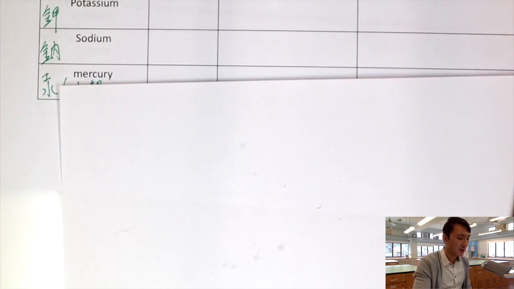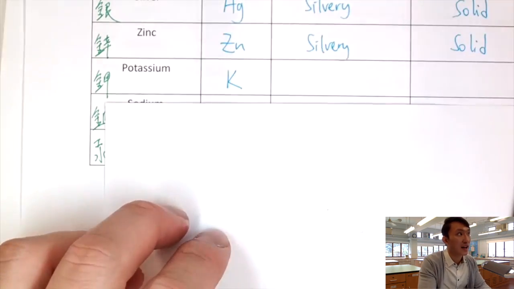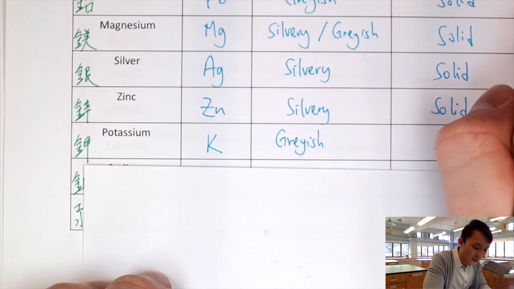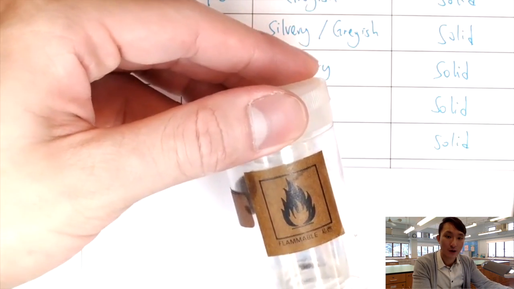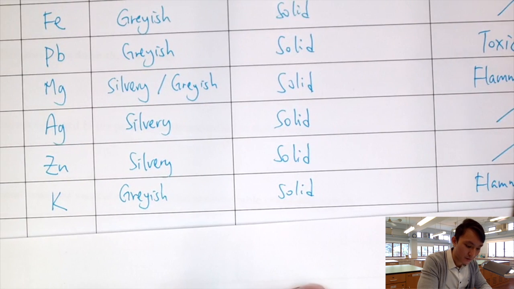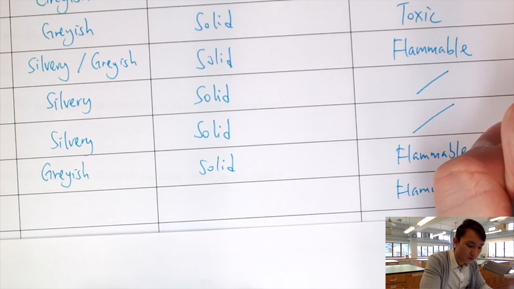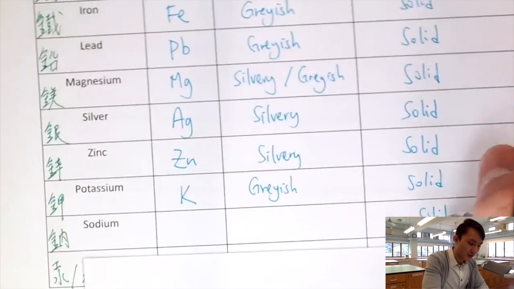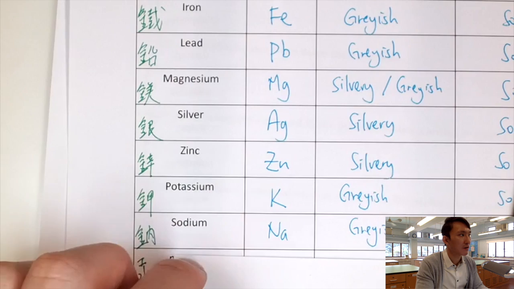So let's put it down, the color and also the symbol. For potassium, the symbol is K, just K, right? And the color is grayish, solid, and actually it is a flammable metal. It catches on fire very easily. So let's put it down, flammable. Okay? Actually, sodium is also flammable. And it is also solid, grayish, and the symbol is Na. So these two are very similar.